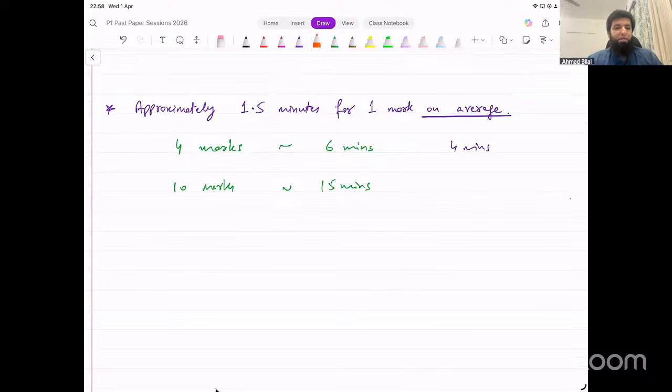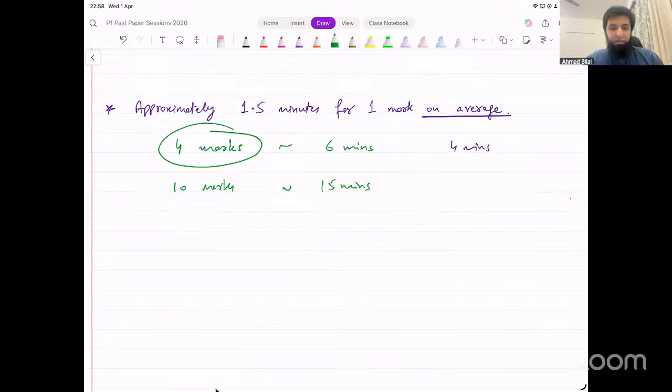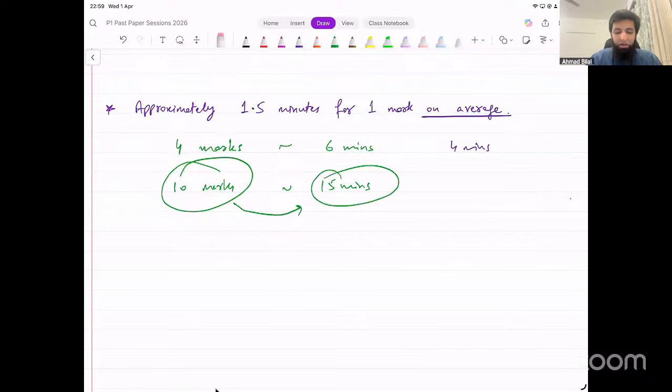Now that does not mean that you have to spend exactly that amount of time on each question, but on average, this is what you should keep in mind. For a 4-mark question, for example, you have 6 minutes on average. For a 10-mark question, you have 15 minutes on average. But smaller questions are often relatively easier, so you can try to save time on them. A 4-mark question, for example, you might be able to do in 4 minutes. And then longer questions are going to be more difficult sometimes. In fact, most of the time, you might end up having to spend slightly more time on them. So you have to adjust accordingly.